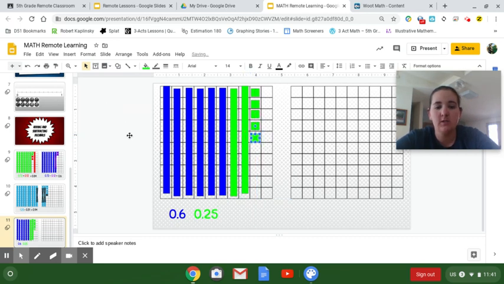So I had the cards 6/10 and 25/100. The 6 are right there in blue, 6/10. And then I have 2/10 from the second number, and then I have 5/100. So what I can do is count them together. I have 1, 2, 3, 4, 5, 6, 7, 8/10 and 5/100.